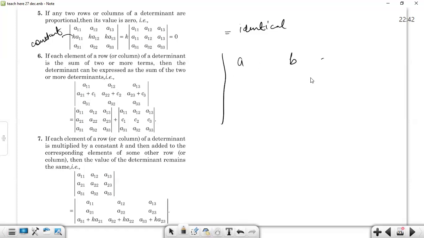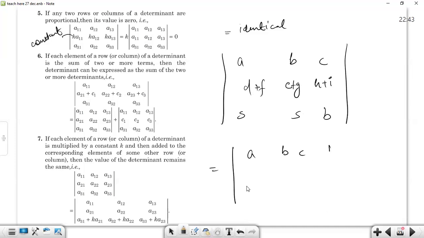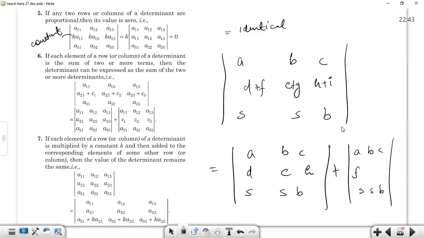If there is A, B, C, D plus F, plus E plus G, plus H plus I, here, S, S, B. If this is the determinant, we can expand it by writing all the rows similarly, but taking the first term only from the addition, and plus all other rows similar, and the row having addition, we will take the second term only. Okay, any doubts, anyone? This is how we can expand.